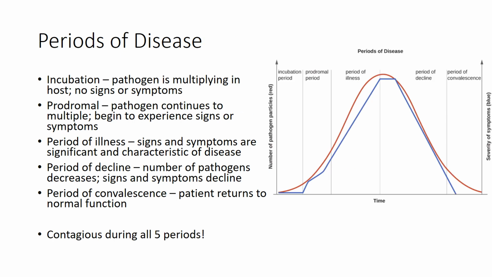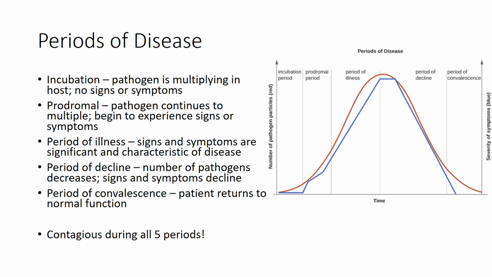When we think of diseases, they all exist in 5 specific periods. Every disease follows this pattern. There's always step 1, incubation, where the pathogen is multiplying in the host. So on my graph, it's going to be in this region. You see you have a very small amount of pathogen because they're trying to get established. They're trying to replicate within you.